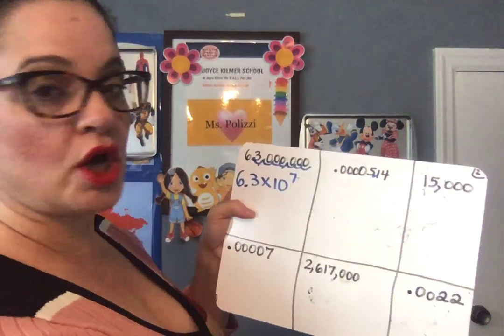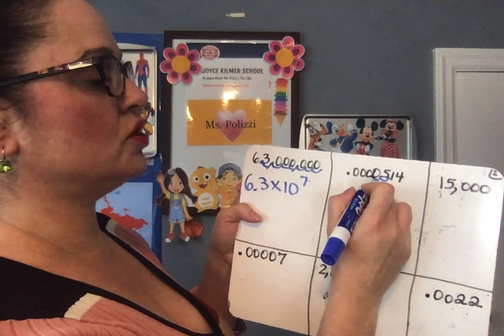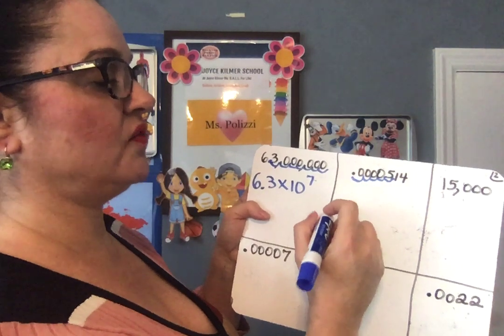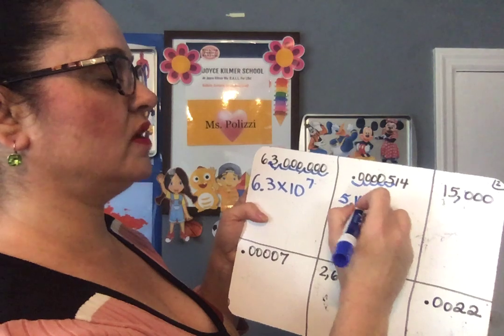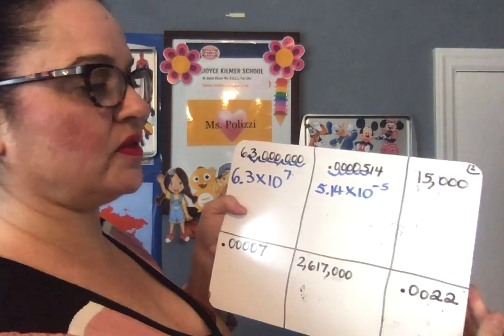And we're going to count going left until we get to the decimal point. 1, 2, 3, 4, 5. Since we counted 5 left, we are going to rewrite this as 5.14 times 10 to the negative 5th power.